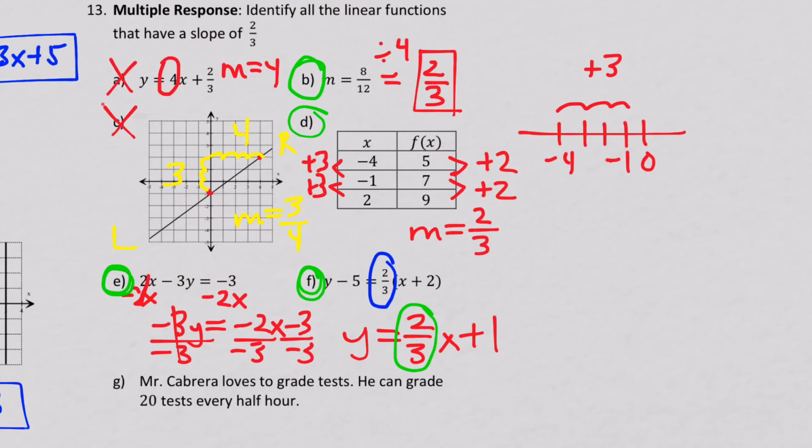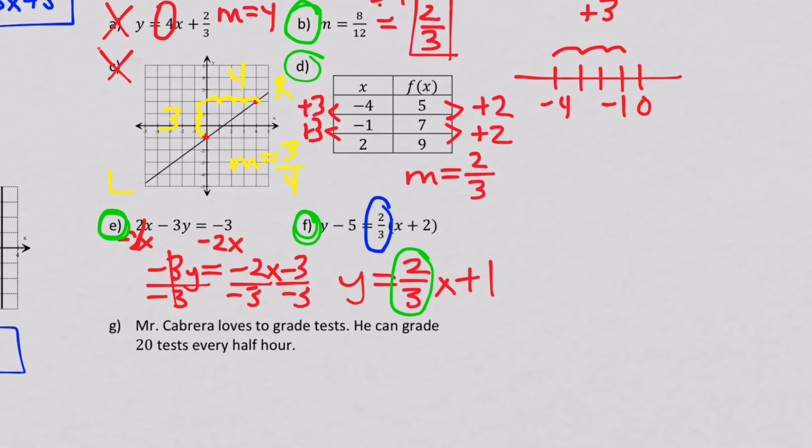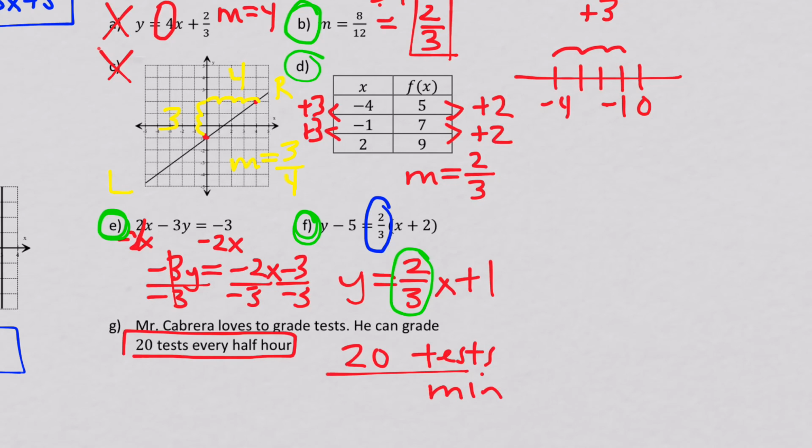Now the last one here, let me move a little bit on the screen. It says, Mr. Cabrera or Mr. Salazar, we both love to grade tests. It says we can grade 20 tests every half hour. So let's write this as a fraction. 20 tests every half hour. Now if I put half an hour in terms of minutes, how many minutes are in half an hour? That's going to be 30 minutes. So I can put this over 30 like that.